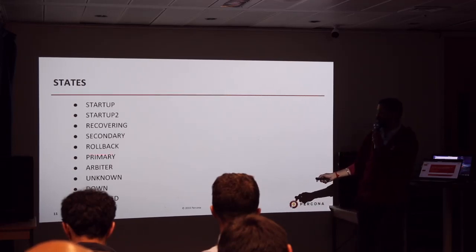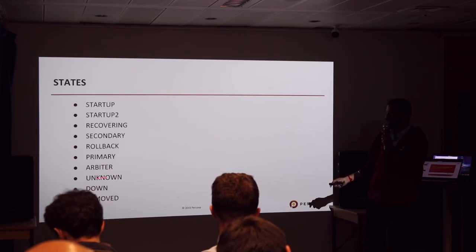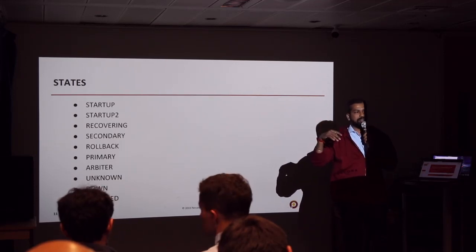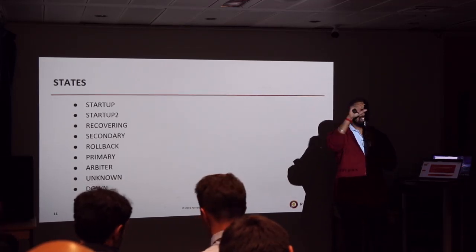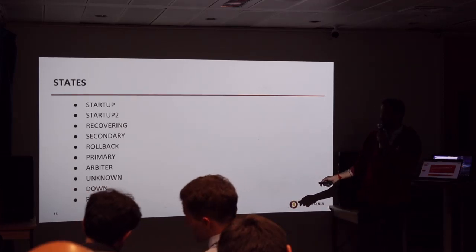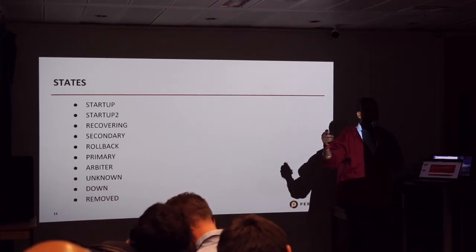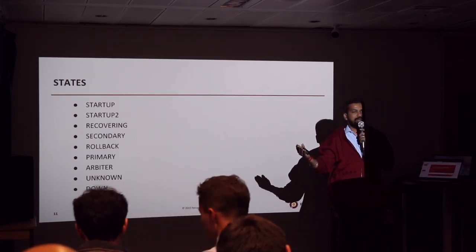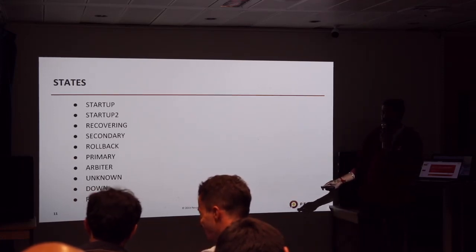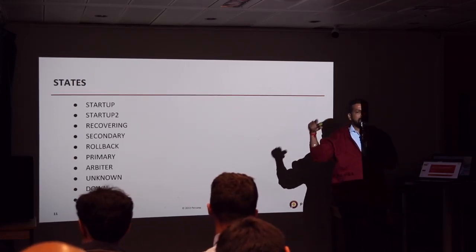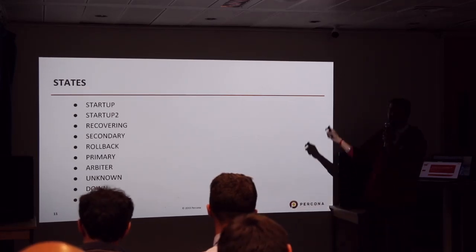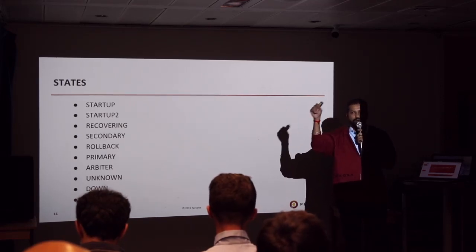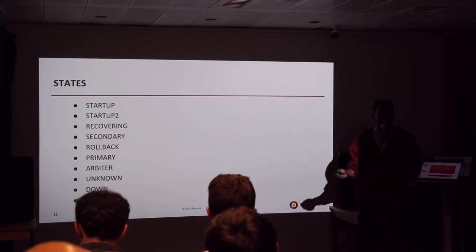And this is the primary state. And unknown and down are something you see when you're checking the configuration from another node. You may see some of the nodes which look like down. That means it's not reachable. These are nodes which are in the configuration, but the status of that node is not available. And removed means that particular node is removed from the replica set configuration. When you are connecting to the MongoDB prompt, you will see these statuses.